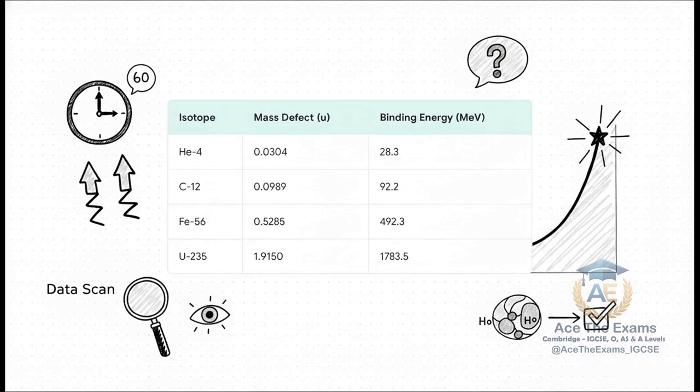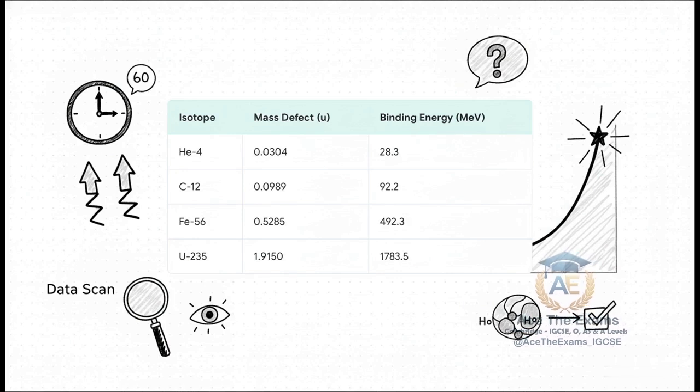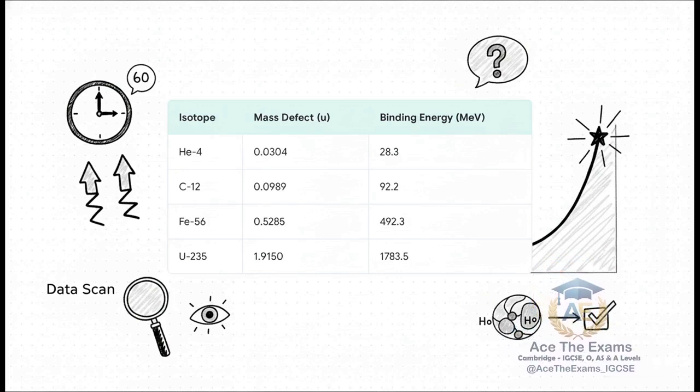Think about it. As the nucleon number increases, what exactly is happening to the binding energy per nucleon, and where does it hit its peak? Under pressure, top students don't just stare at the numbers, they instantly extract the overarching trend. In this case, they spot the data pointing directly toward maximum nuclear stability. That's how you win the method marks.